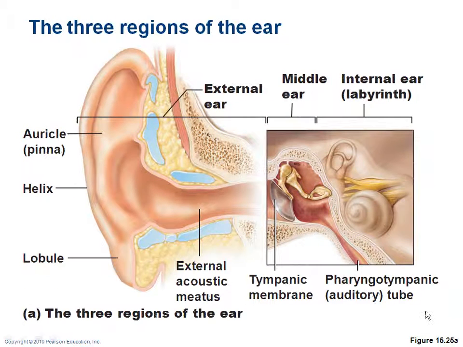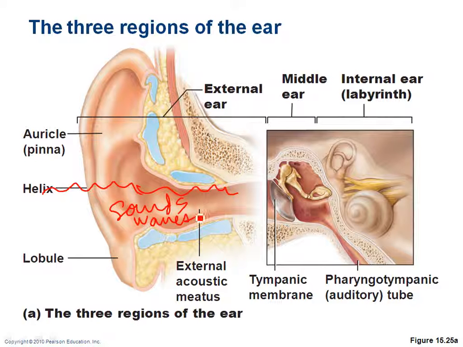So back to the three regions of the ear. I'm just going to walk through it one more time. Here is your external ear. Sound waves are traveling, and they're going to hit this tympanic membrane. The tympanic membrane is going to vibrate. That's going to cause these bones to move. That's going to actually cause the fluid in the cochlea to move, and then we're going to see what happens next.